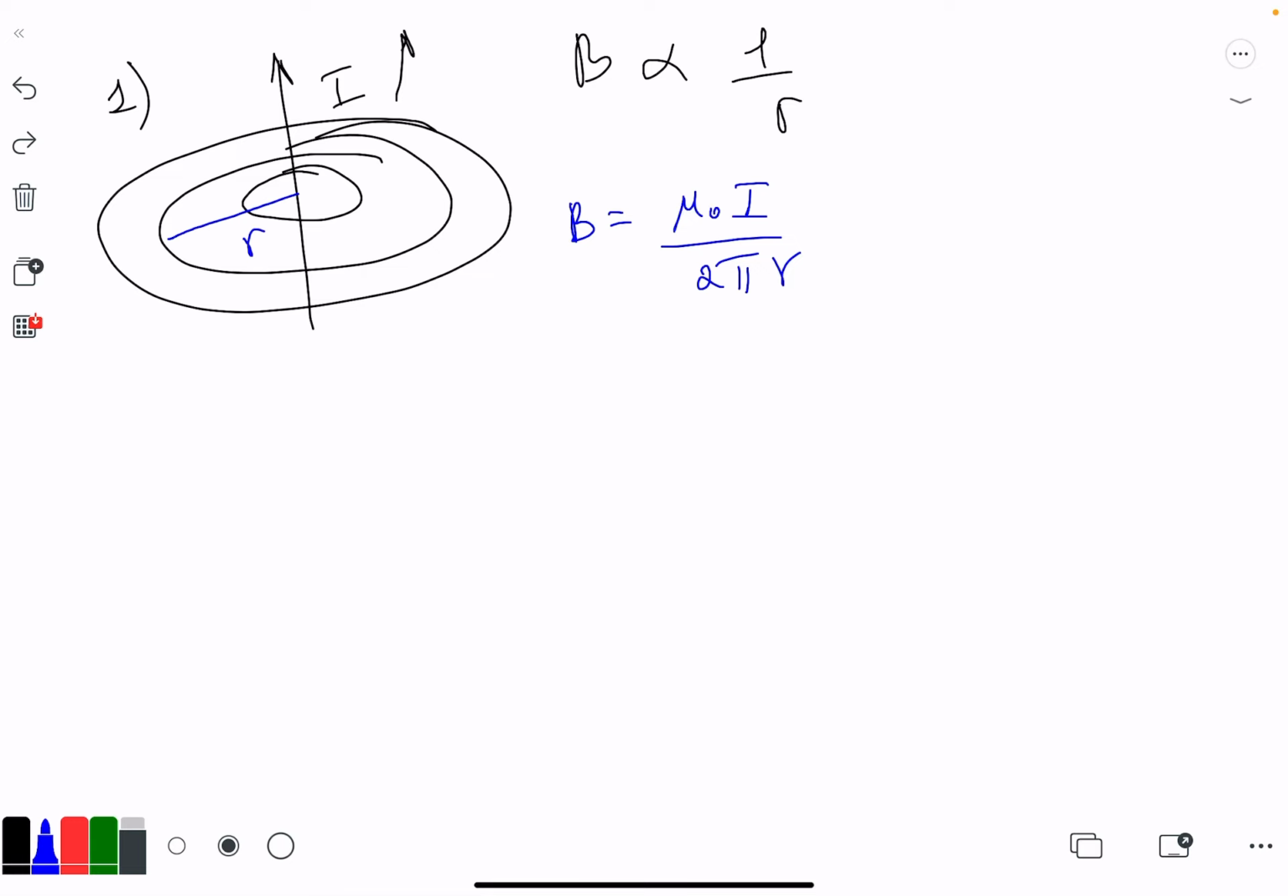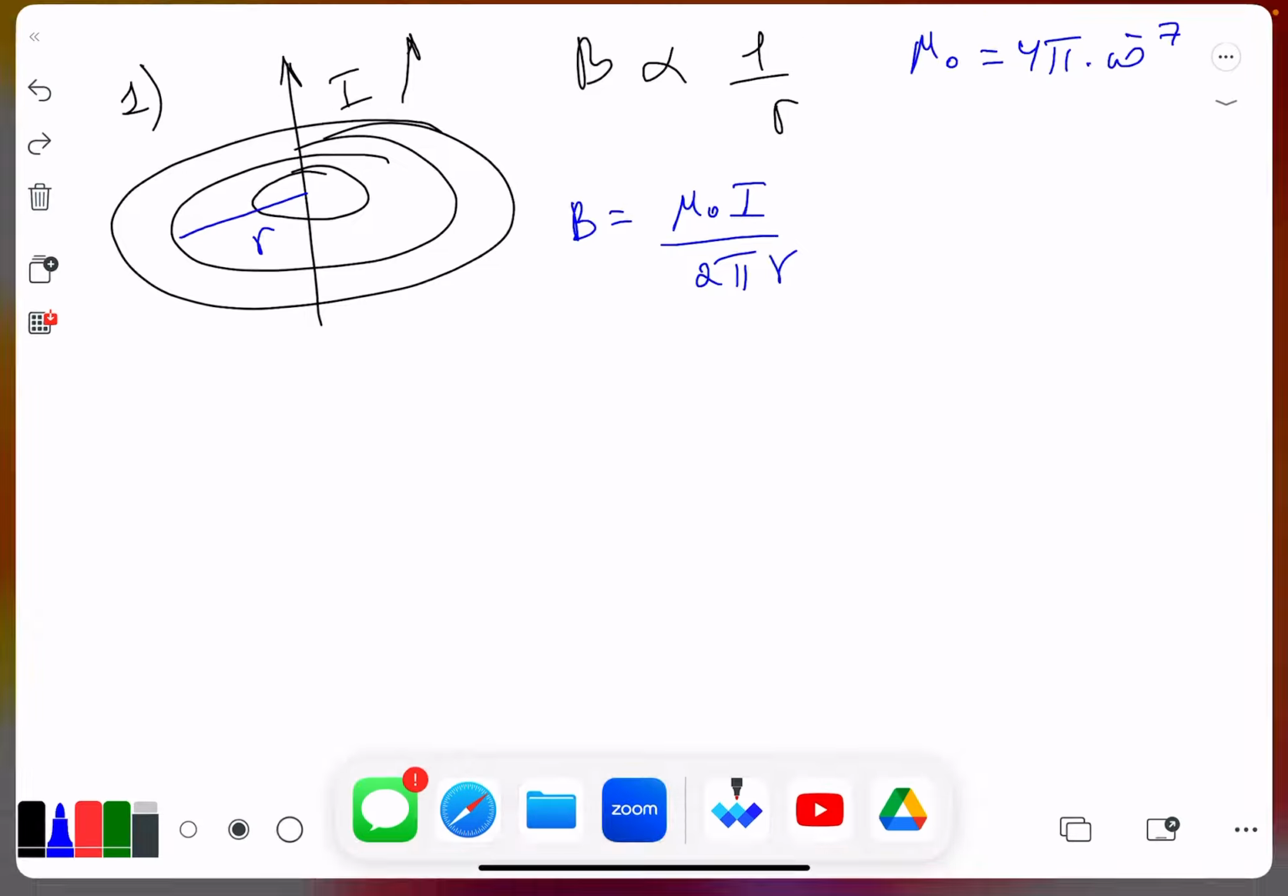You substitute values. The current is given. The radius is given, and mu naught is always constant. We use 4 pi times 10 to the power of minus 7. Okay, this is the first problem.